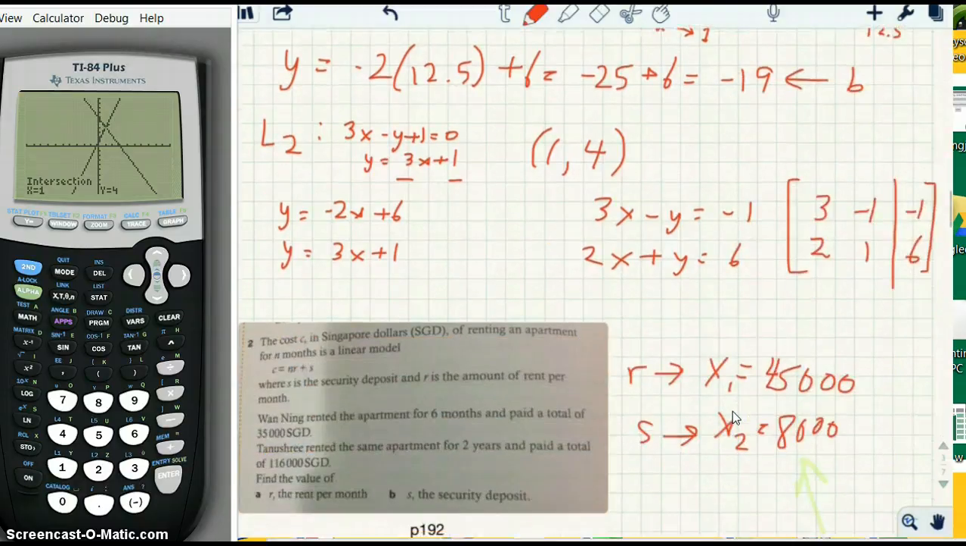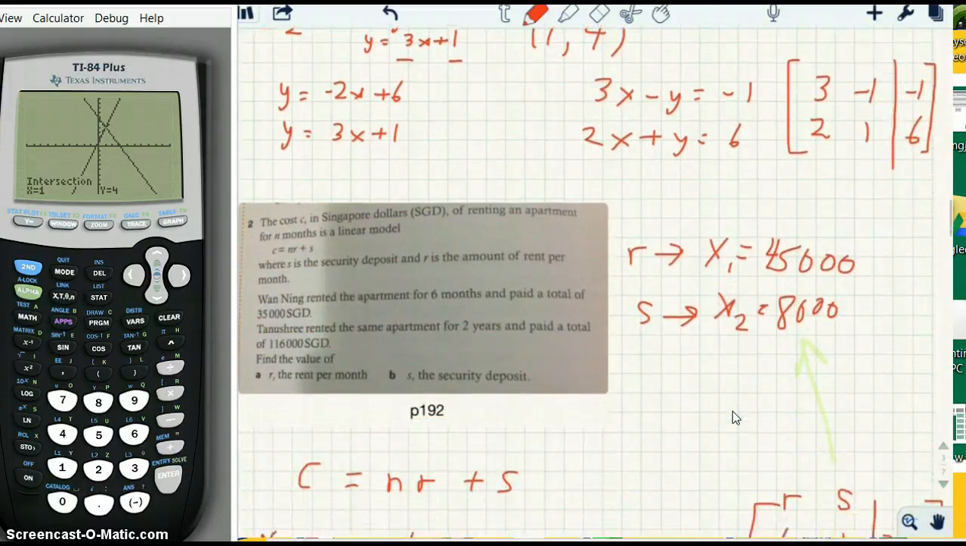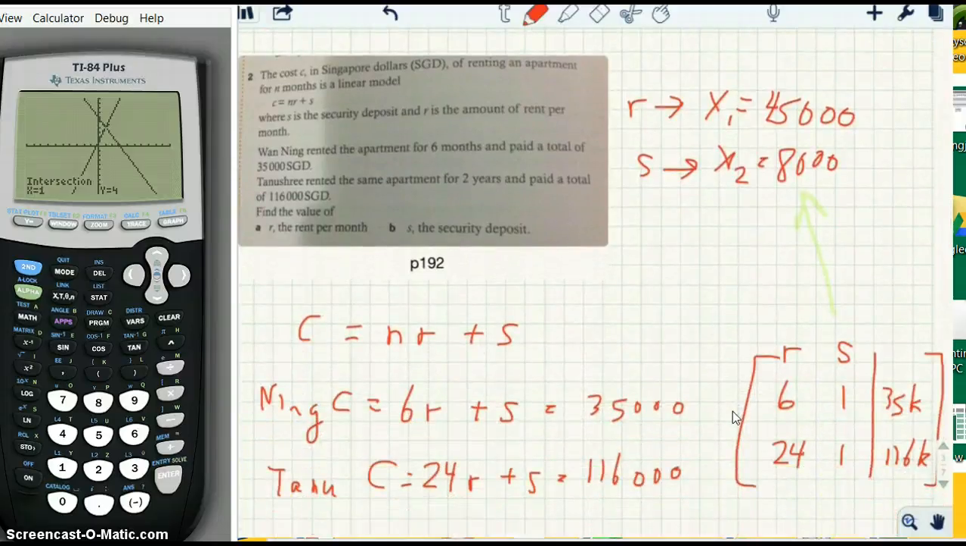Now I'm going to stop this video, and in the next video we are going to talk about the page 192 problem.